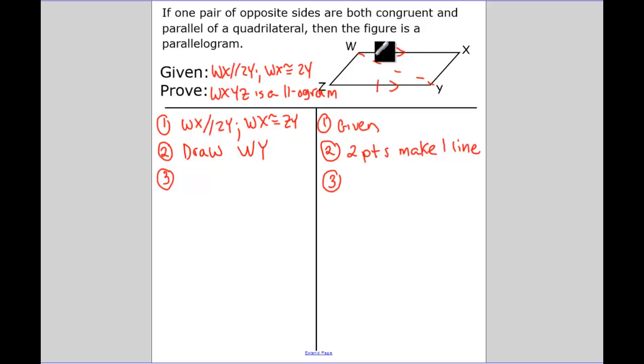Let's name angle XWY angle 1 and WYZ angle 2. So we know that WX is parallel to ZY, so because those are parallel, angle 1 is congruent to angle 2, because parallel lines give us alternate interior angles congruent. Now again, remember, I'm trying to prove, that's statement 5.